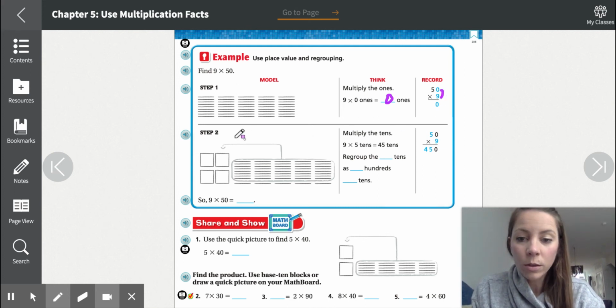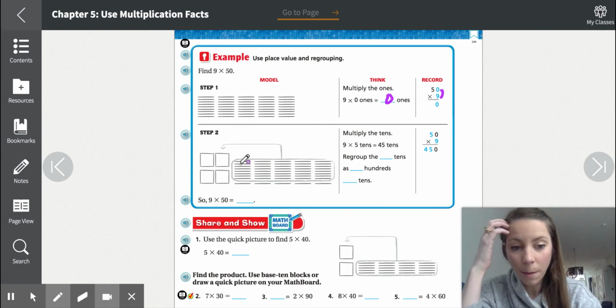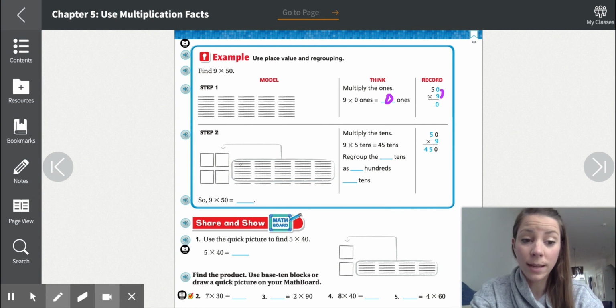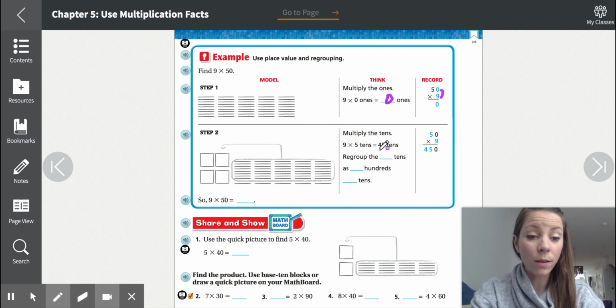Now I'm going to multiply the tens, okay? But again, remember, I still have the same number of groups. So I'm multiplying these tens. How many groups of tens do I have? 9. And how many tens are in each group? 5 tens. So I have 9 groups of 5 tens. 9 times 5 is 45. Remember, it's 45 tens, right?